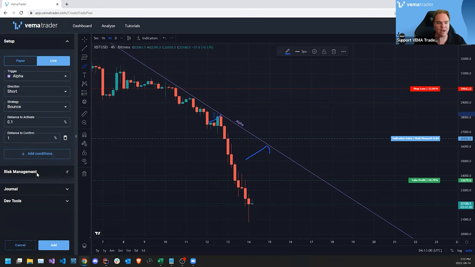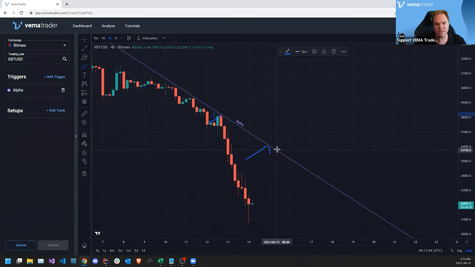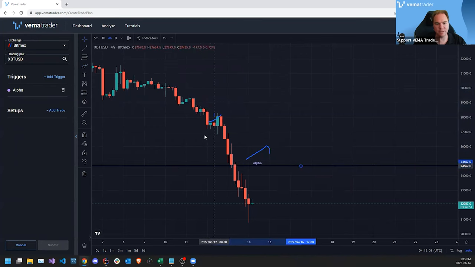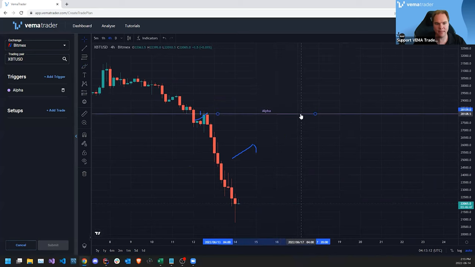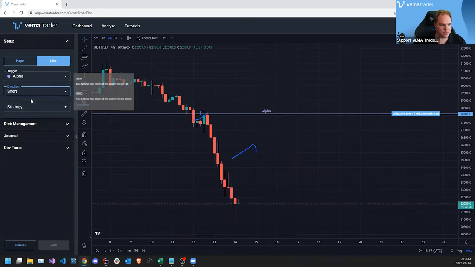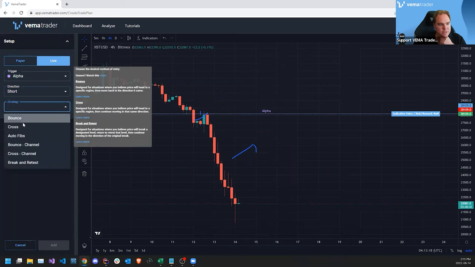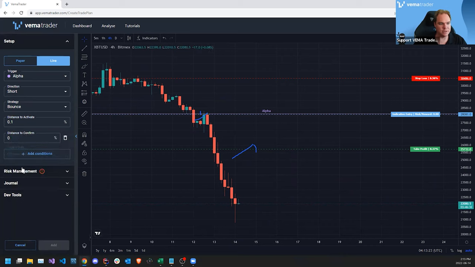When I'm doing that one, I'm going to put this as a horizontal line so it's easier to visualize. Put it here. Now it's a flat line. Let's put it over here. There we go. Oh, look, a perfect break and retest. Short bounce, 0.1, and a distance to confirm of one.